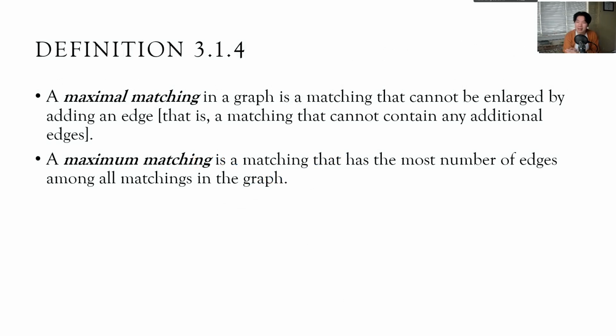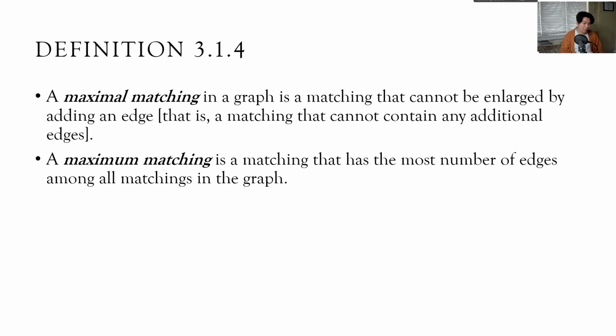A maximal matching is a matching that you cannot make any larger. In other words, if you try to put another edge in there, it's no longer a matching. A maximum matching is a matching that has the most number of edges. No matter what matching you're looking at in the graph, it has the most number of edges. So again, we're just really emphasizing this difference between maximal and maximum.